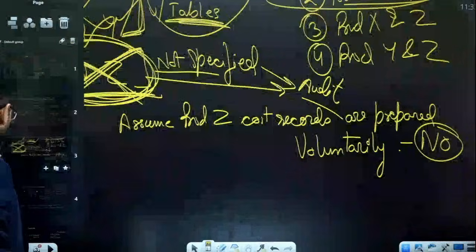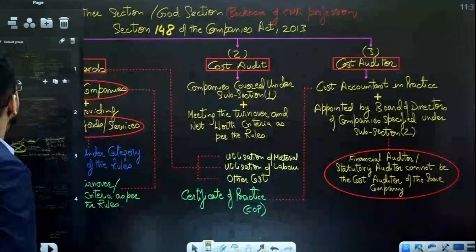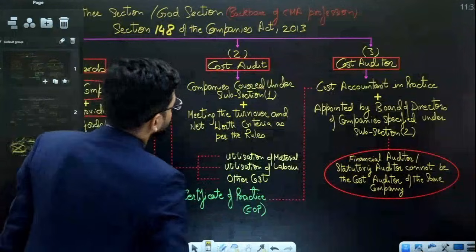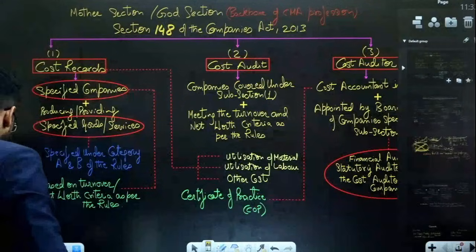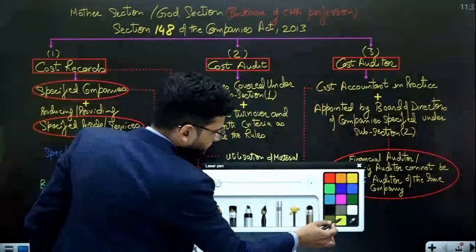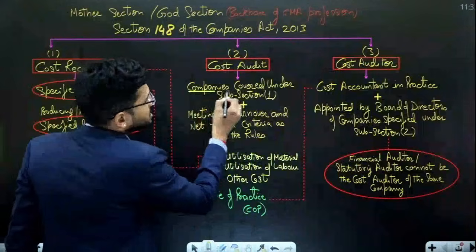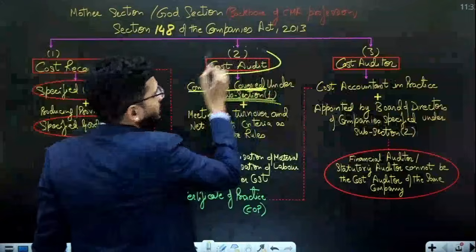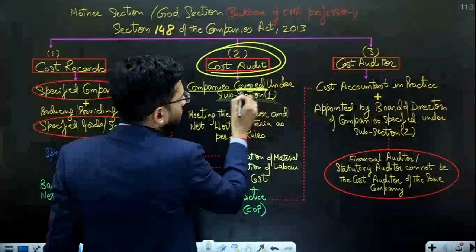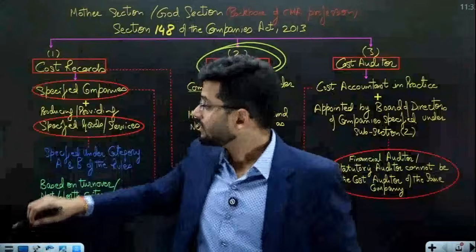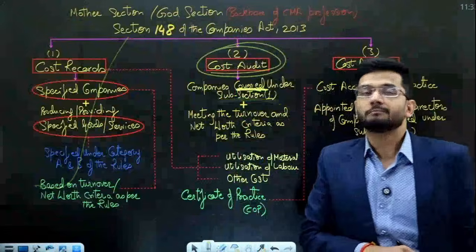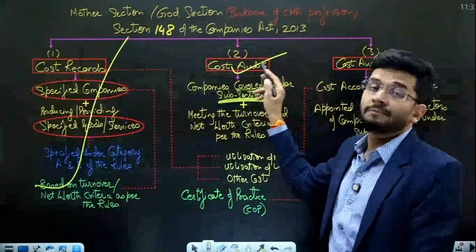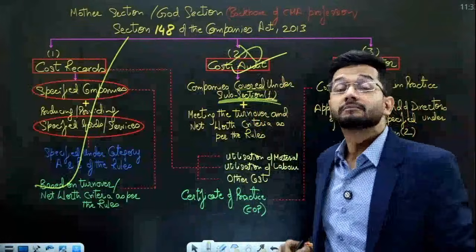Why? Because let us come to our mother section and read it once again. Mother section says that the company must be covered under subsection 1. For conducting cost audit, the company must be covered under subsection 1. So subsection 1 should be mandatorily applicable on that particular company. Only then cost audit is applicable. Otherwise, cost audit is not applicable.